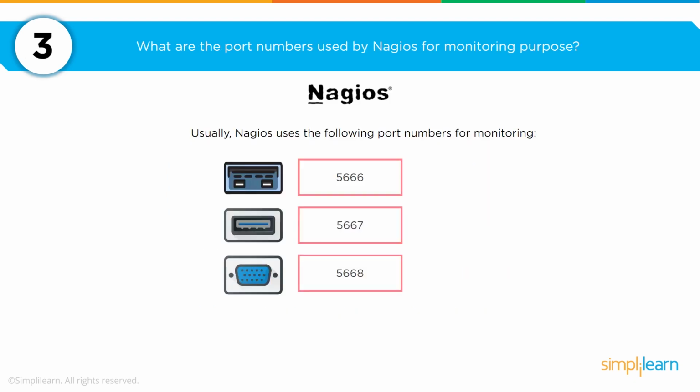What are the ports used by Nagios for monitoring purposes? In this example, there are three, and they're easy to remember, so I would memorize these three, but they're essentially ports 5666, 5667, and 5668.